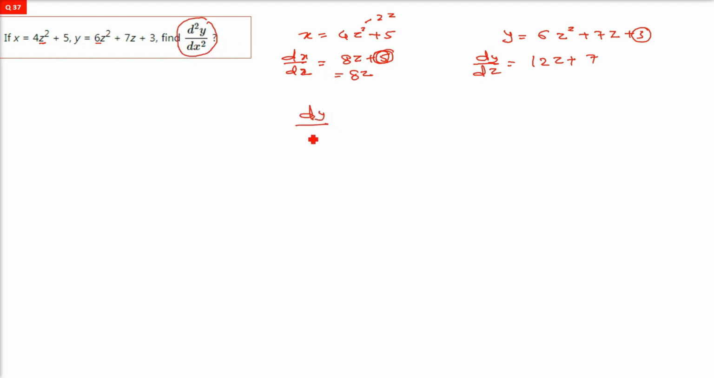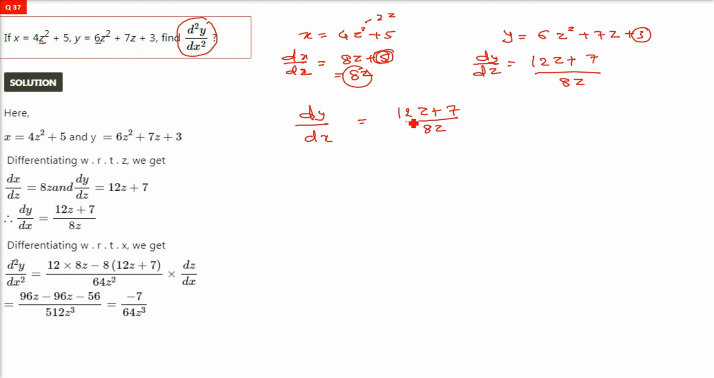So dy by dx can be computed by dividing dy by dz and dx by dz. dy by dz divided by dx by dz is nothing but dy by dx. So 12z plus 7 divided by 8z. So we have to differentiate it again. Those who want to do it by themselves, there is just a reference I have given, and those who want to continue, let us see.